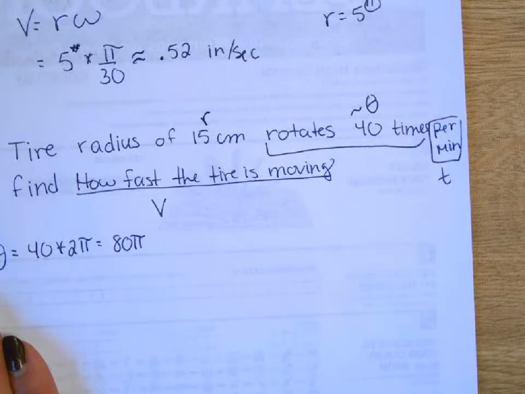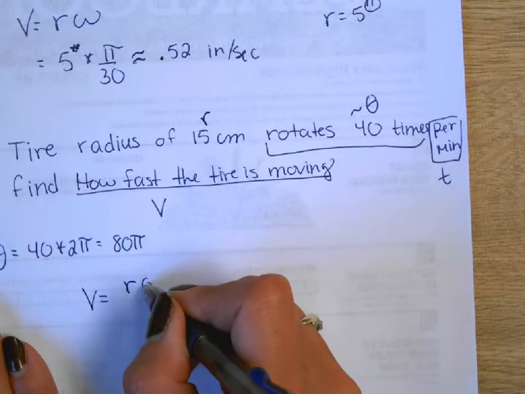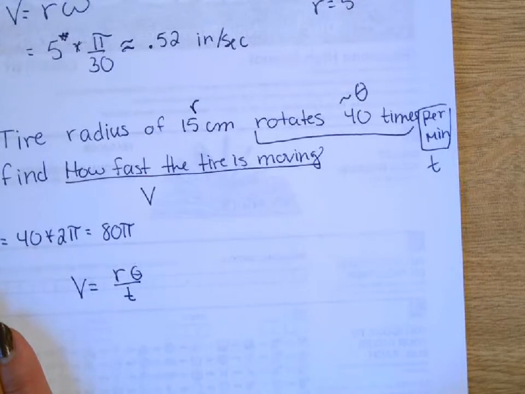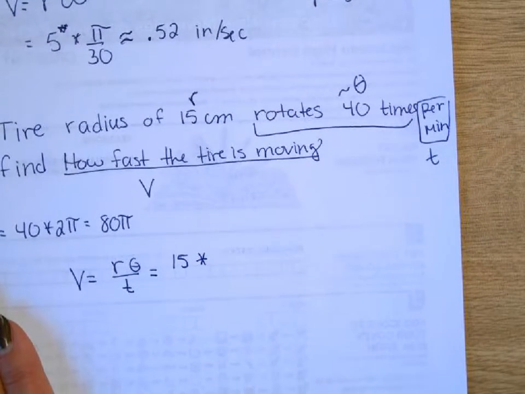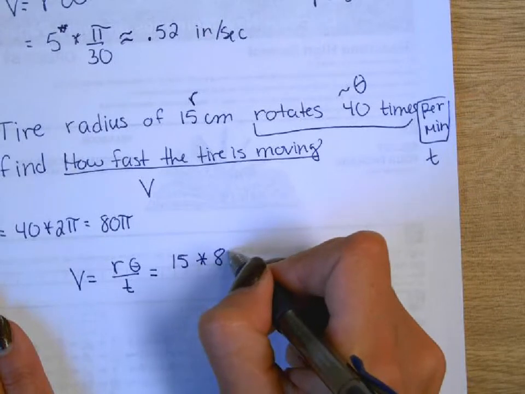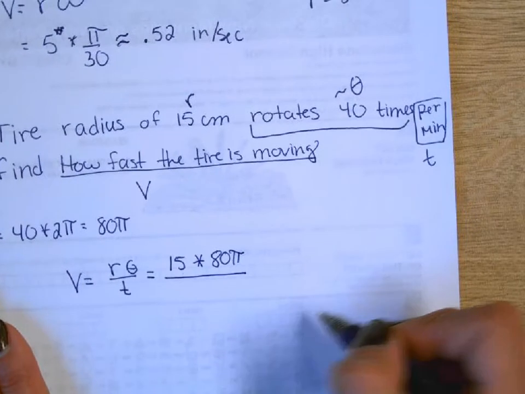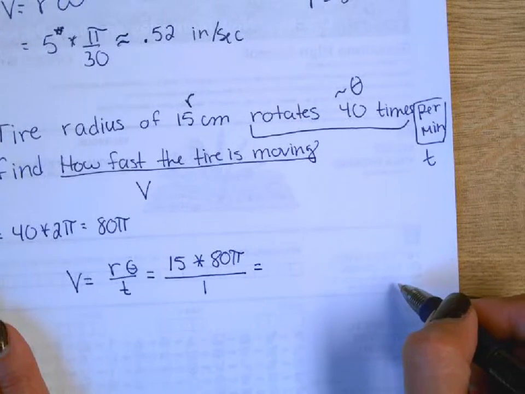Do you have a formula that relates those three? Yes. V equals R times theta divided by time. R is 15. What did we figure out the theta to be? 80 pi. And the time was? 1. Per minute is 1 minute. So I got whatever that comes out.